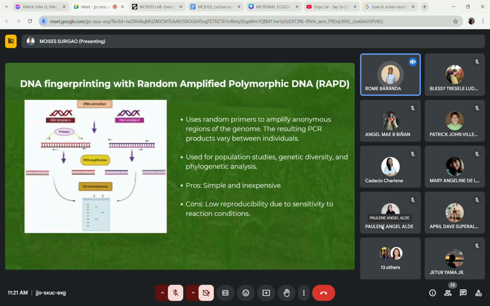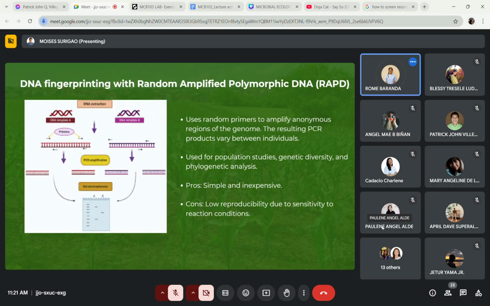DNA fingerprinting with random amplified polymorphic DNA or RAPD. Ito siya na biomarker is PCR based, right? And ang pinagkaiba niya, kung iisipin niyo yung standard process ng DNA fingerprinting, parang ini-integrate lang doon yung process ng PCR amplification but with random primers. So mag-start siya with DNA extraction, then it will be subjected to PCR amplification with random primers, then will undergo gel electrophoresis, and then visualization.